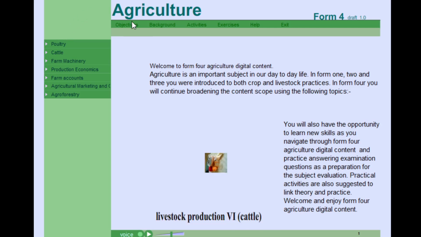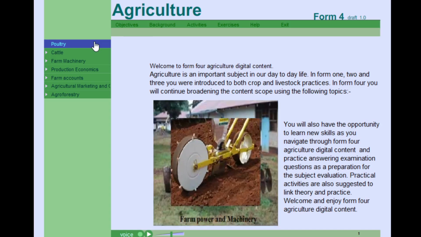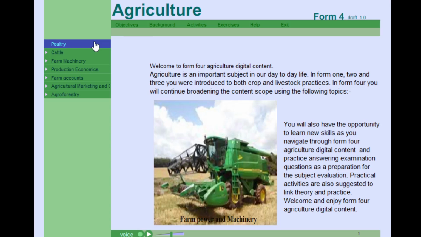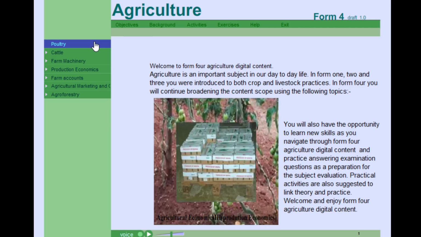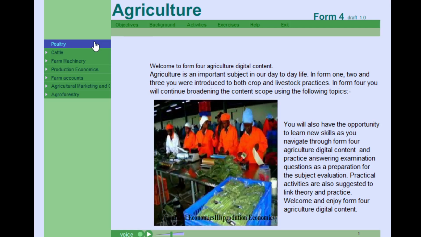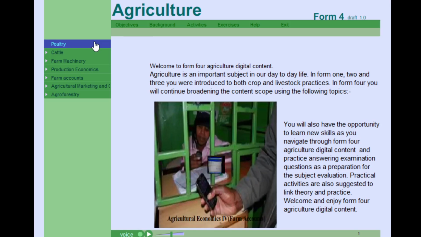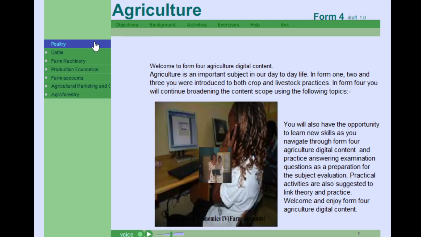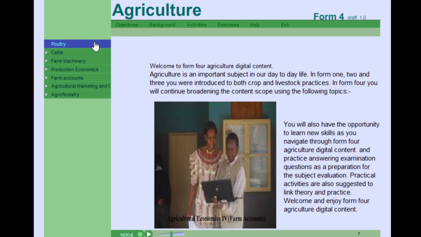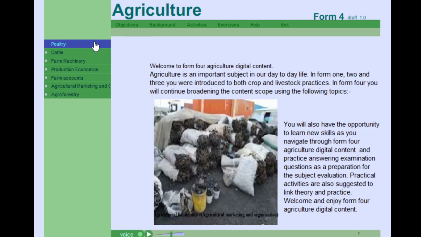In Form 4, you will continue broadening the content scope using the following topics: Livestock Production 5, which involves poultry; Livestock Production 6, which involves cattle; Farm Power and Machinery; Agricultural Economics 3, which involves production economics; Agricultural Economics 4, which involves farm accounts; Agricultural Economics 5, which involves agricultural marketing and organizations; and Agroforestry.